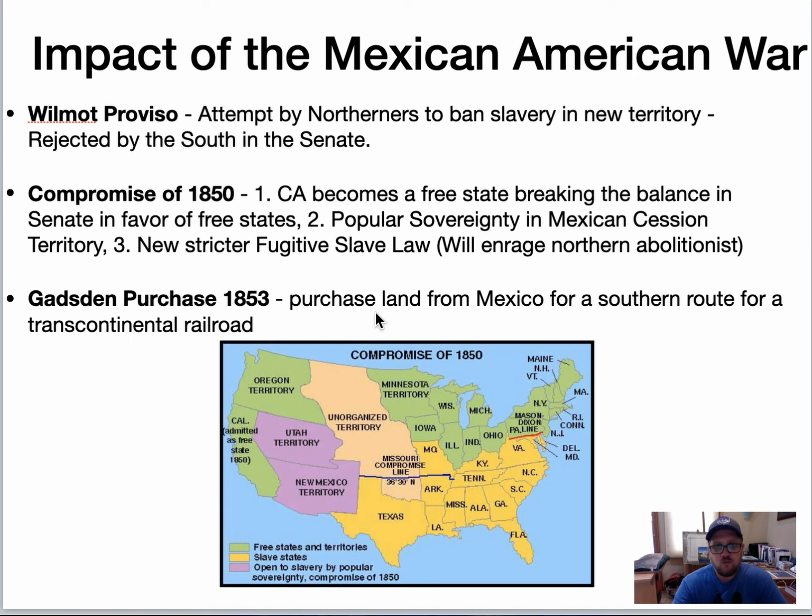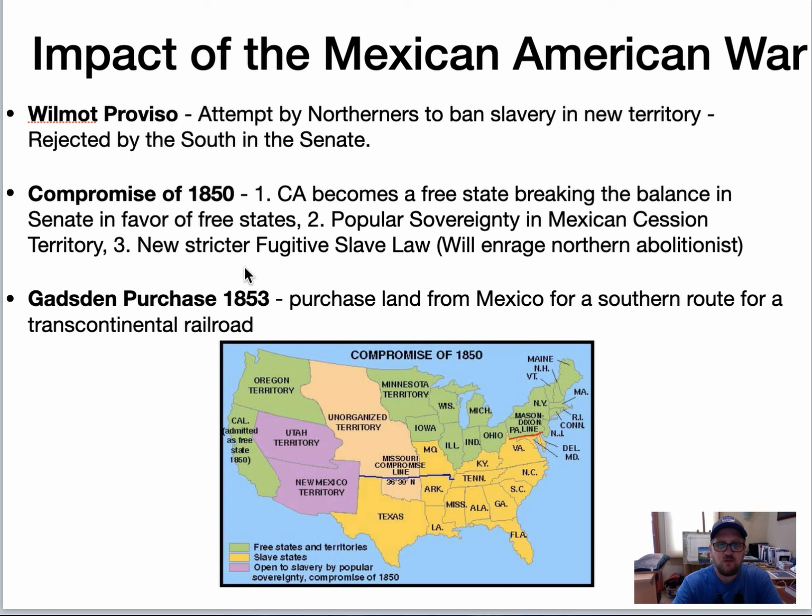Eventually, because of the gold rush and thousands of people flocking into California, over 100,000 people by 1850, we see that California applies for admission as a state. This will then have a huge issue because this would offset the balance that was already there, a 15-15 split between slave states and free states. In this compromise, California will become a free state, thus upsetting the balance in favor of free states. Number two, popular sovereignty will be in all this Mexican cession territory. That purple area will be open to slavery through popular sovereignty.